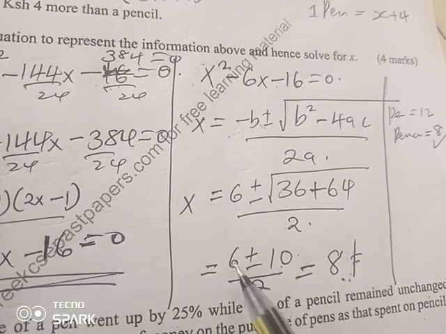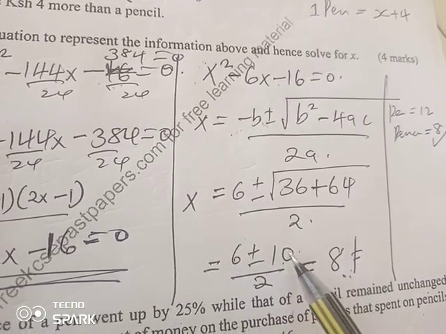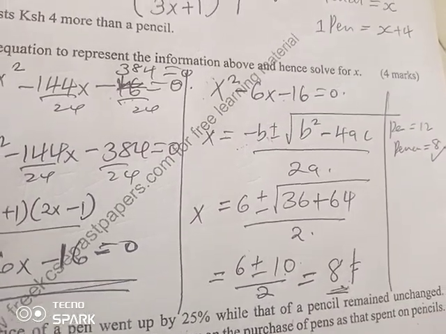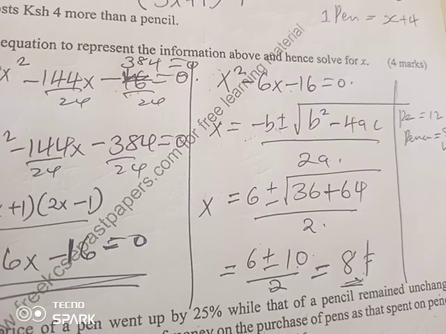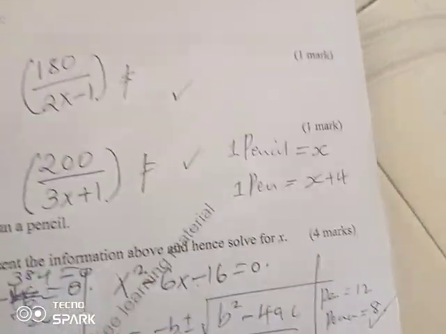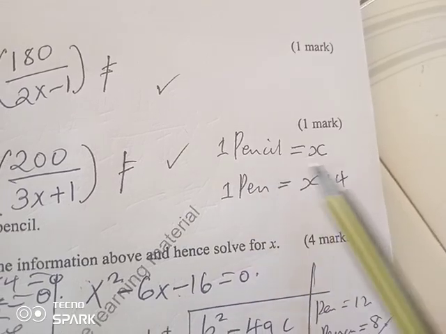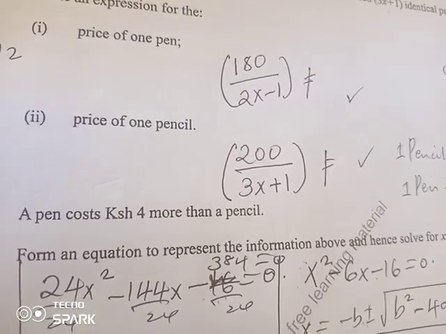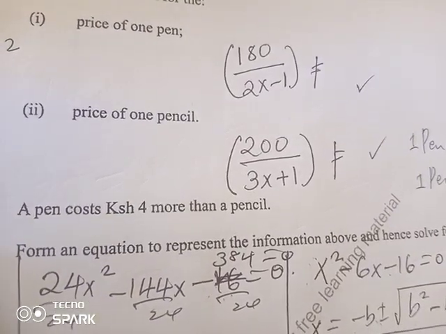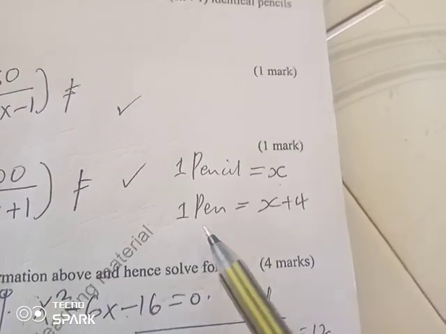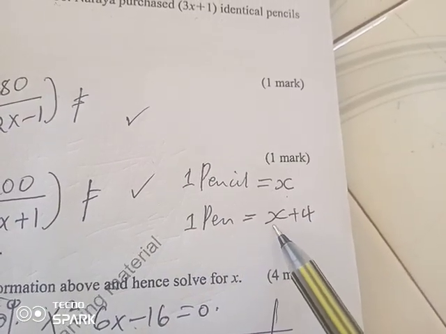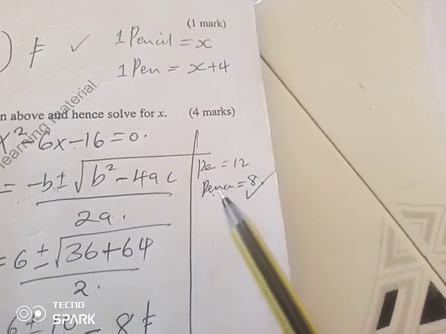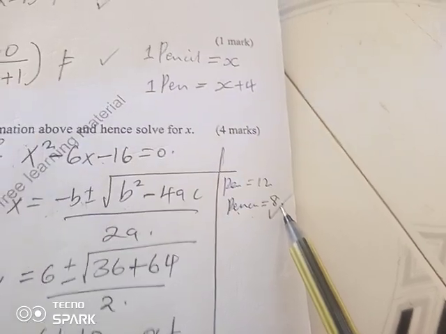And therefore I only consider 6 plus 10, which is 16, divided by 2 is 8. This is therefore the value of x. What was x representing? As we come over here, we said x is simply the price of one pencil. Adding with this correlation, one pen costs 4 shillings more than a pencil, then the price of a pen will therefore be x plus 4. So the price of a pen will be 12, while a pencil becomes 8 shillings.